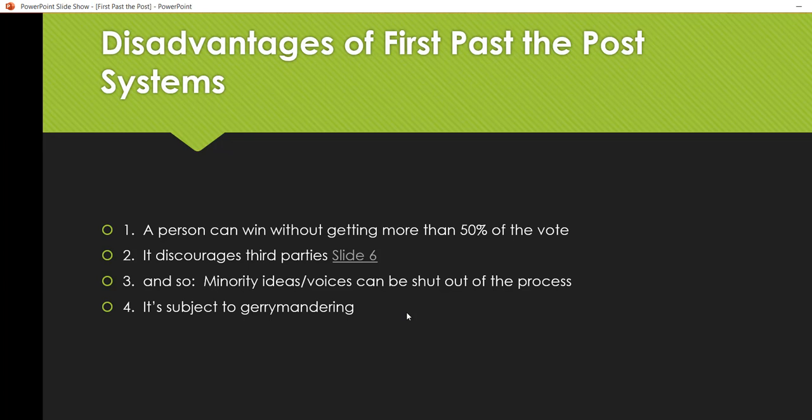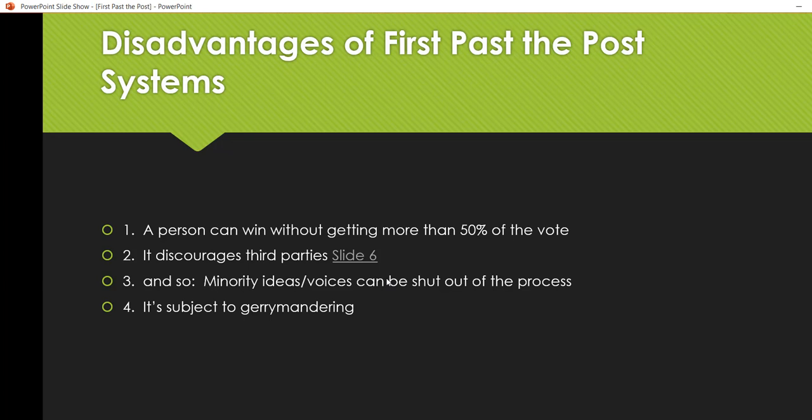The last disadvantage of first past the post systems that I'll talk about is that it's subject to gerrymandering. We've talked about gerrymandering in other parts of the class, the drawing of district boundary lines to favor one party or another. Single member districts are really subjected to that because only one person can win. In other types of systems, the other two that I'm going to ask you to learn about this week, gerrymandering might be less of a problem. It might be a little bit of a problem, but it's maybe less of a problem.